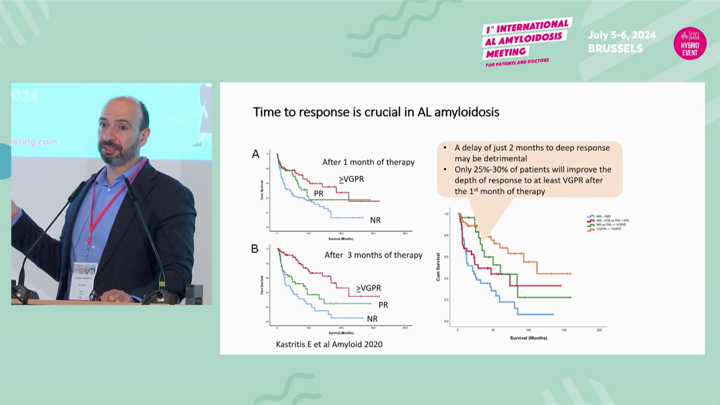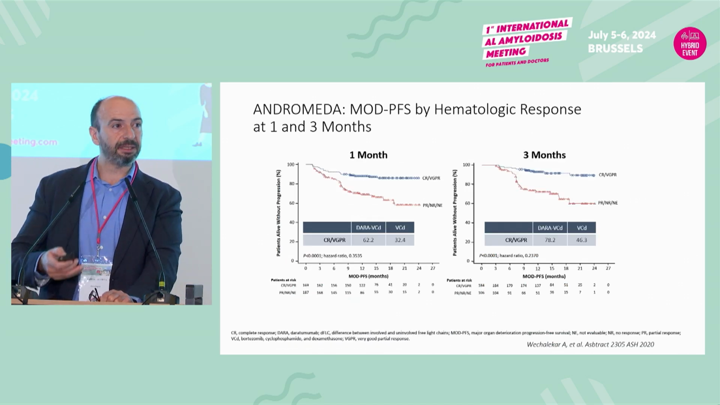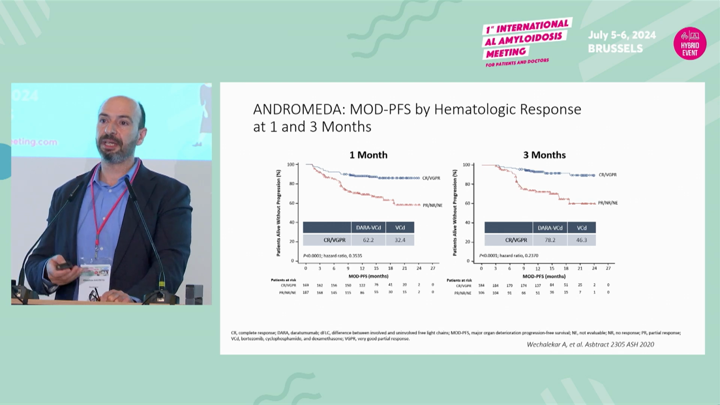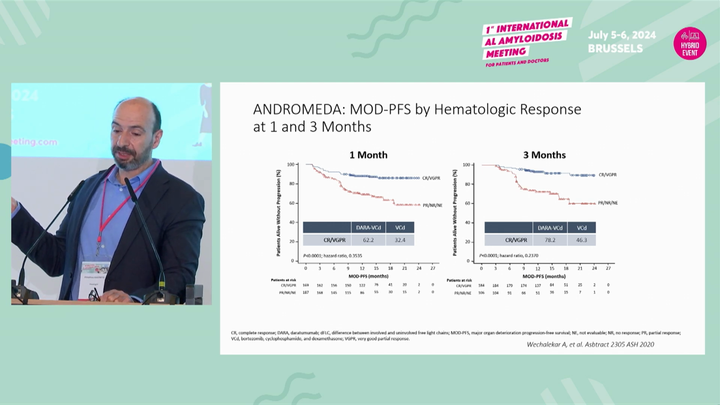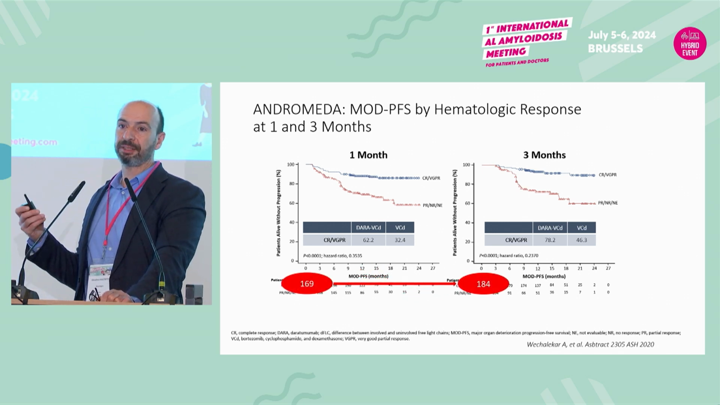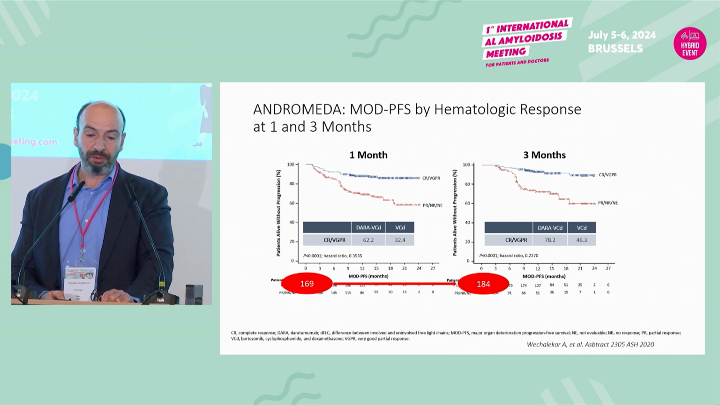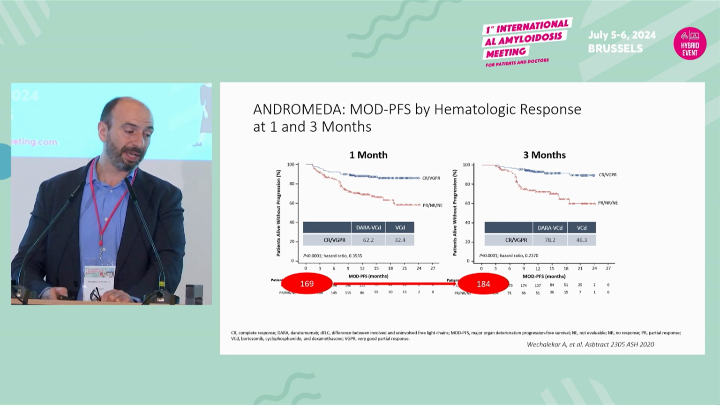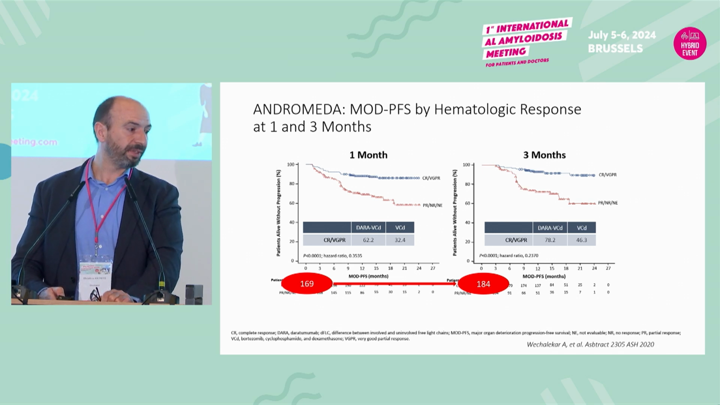And of course, this is the retrospective data from our center, but the data from Andromeda show exactly the same thing. So if you see the difference here and the numbers, you will see that actually after 2 additional months of the same therapy that failed to achieve a VGPR within the first month, only few patients, very few patients, less than 15%, improve their response.